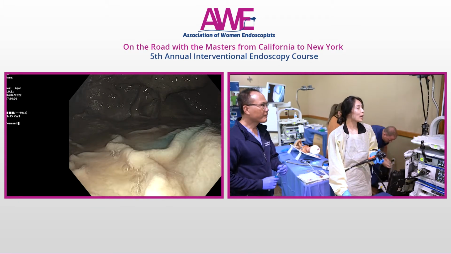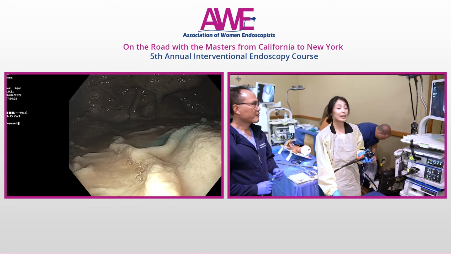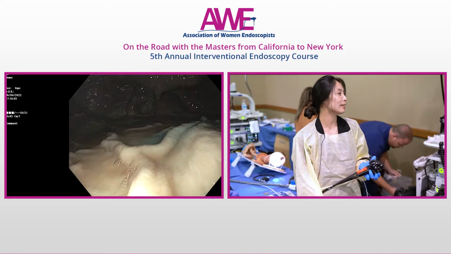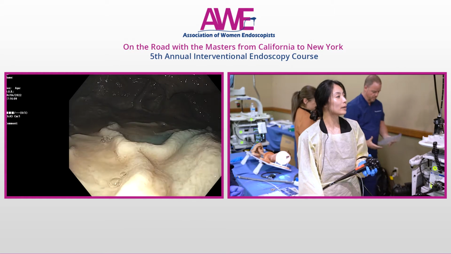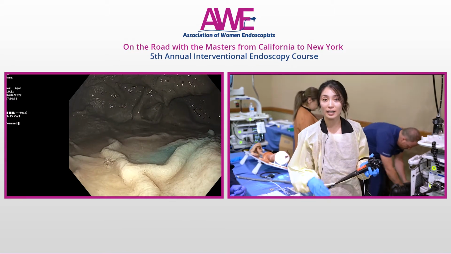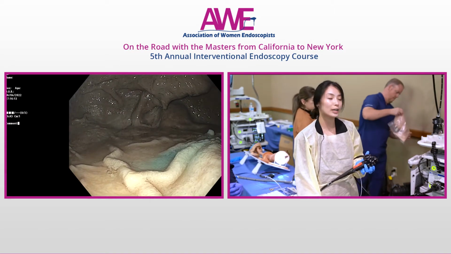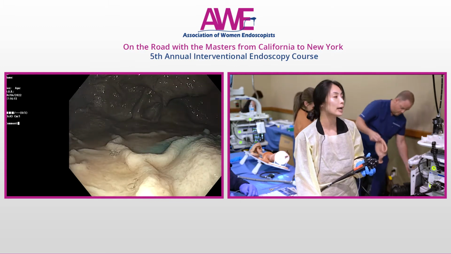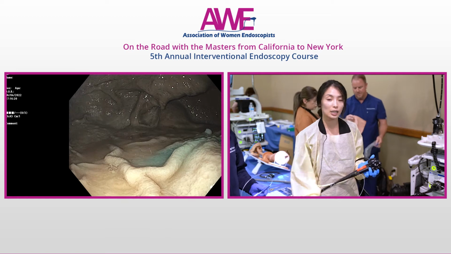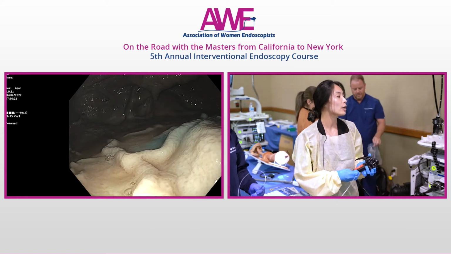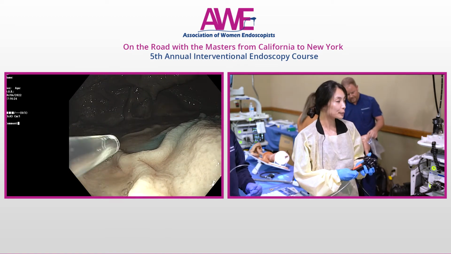Okay, so for the purpose of this demonstration, we don't actually have a lesion, but we're going to pretend that we have an imaginary lesion here in front of us. The reason we picked this area is because it's in the 6 o'clock position, and when we try to do any kind of polypectomy or EMR, we always try to rotate the scope so that the lesion is in the 6 o'clock position. It's the most ideal for where our equipment comes out of the scope.